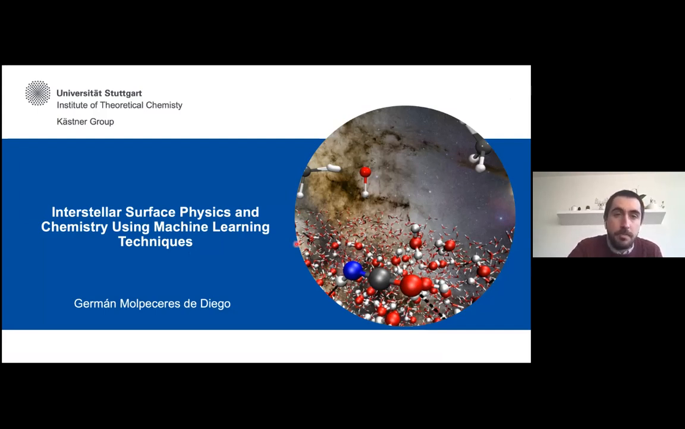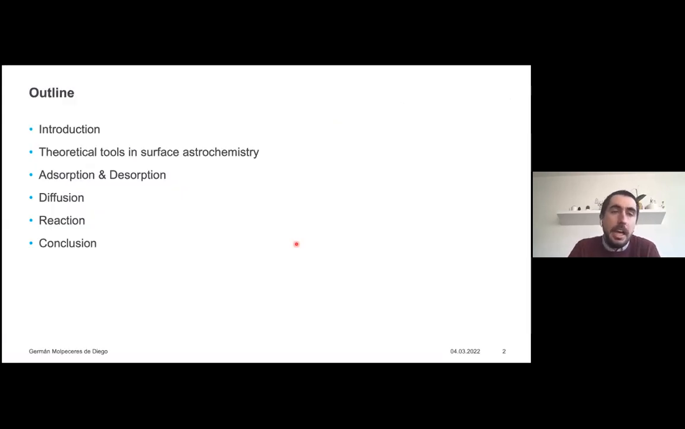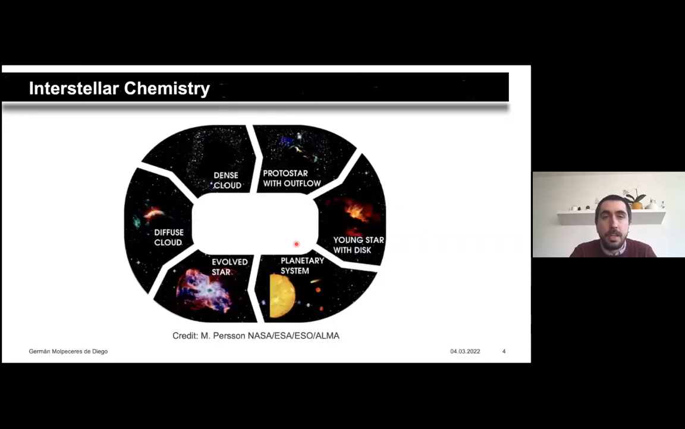Okay, so this is the outline of the presentation. After a brief introduction of the astrochemical context in which I carry out my research, I will move to the normal theoretical tools in surface astrochemistry, and I will then discuss the machine learned potentials and the machine learning techniques that I employ. After that, I will talk about different applications of these techniques to real problems in astrochemistry. Without further ado, let's start with the introduction.